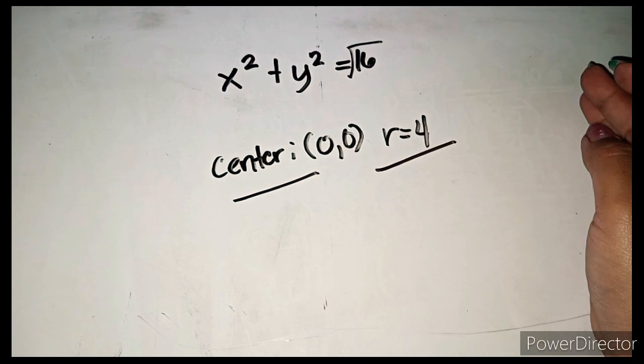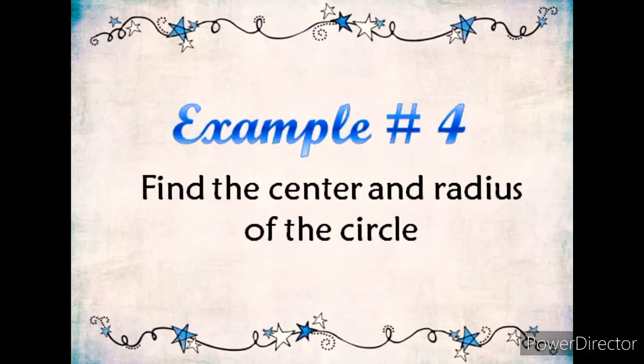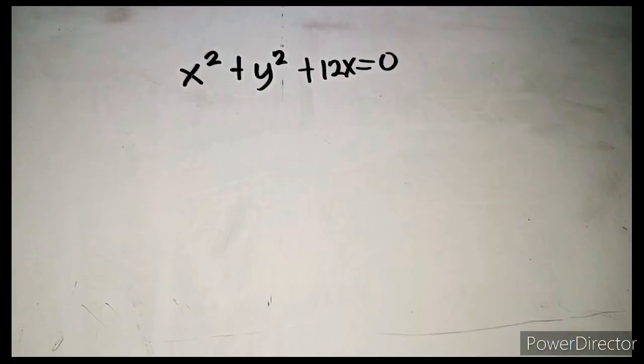Okay? Did you follow? Okay, very good. Okay, so let's have another example. Example number 4. So we need to find the center and the radius of the circle. We have x squared plus y squared plus 12x equal to 0. Okay? So, let's observe the equation. As you can see, meron tayong dalawa dito magkaparehas ng variable. So, ibig sabihin, meron tayong i-isolate, which is yung variable ng x.